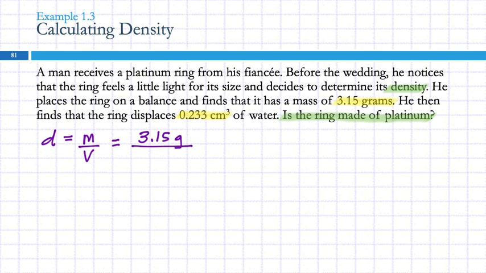It says he finds that the ring displaces 0.233 cubic centimeters of water. What kind of a unit is cubic centimeters? It's the same as milliliters, which is a volume unit, right? So this is the volume. What do they mean by the displacing business? Well, the water rises, yeah.